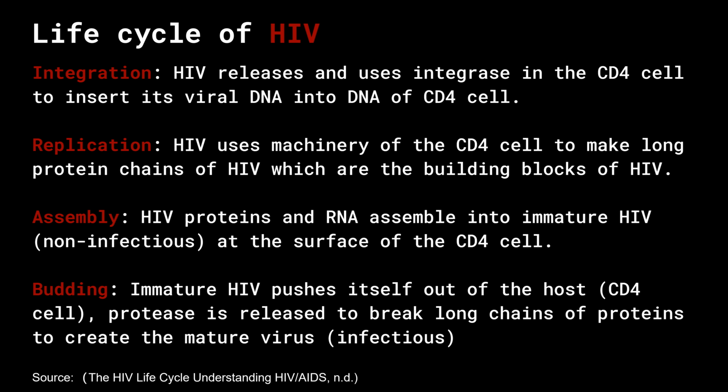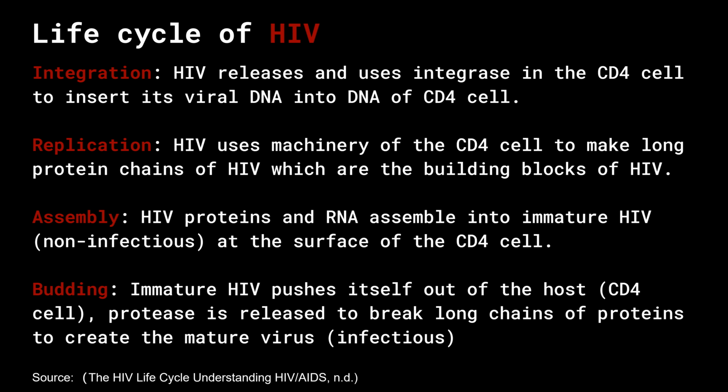For the first stage, which is integration, HIV releases and uses integrase in the CD4 cell to insert its viral DNA into the DNA of the CD4 cell. The second stage, replication, is when HIV uses the machinery of the CD4 cell to make long protein chains of HIV, which are the building blocks of HIV.